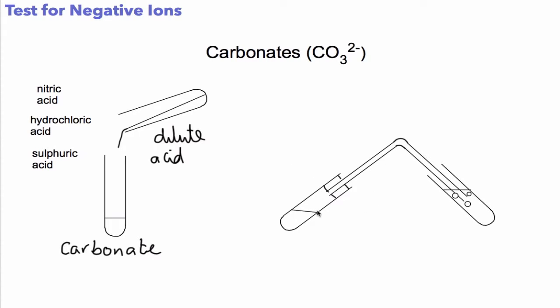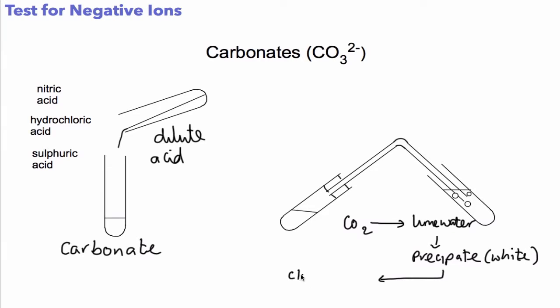So what we do is we have some lime water here. If we add CO2 to the lime water, which is produced by our dilute acid and carbonate test, that actually turns the lime water cloudy. It makes a precipitate, and you may remember this from previous units, but it makes a white precipitate and it makes the lime water cloudy. So this is the actual test for carbon dioxide.